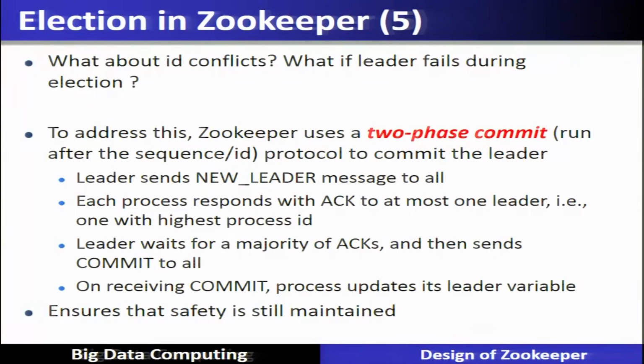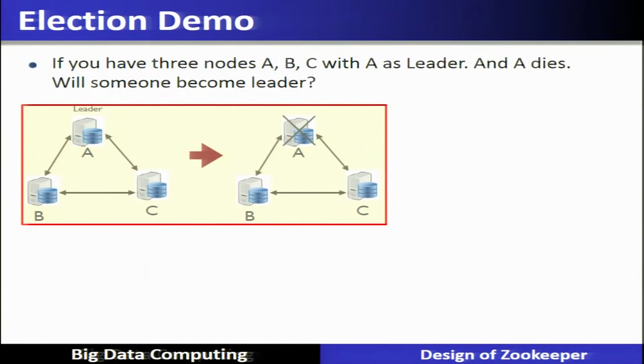The other processes will respond with an acknowledgement, allowing that particular process to become the leader. Now, the leader waits for the majority of acknowledgements and then sends the commit to all. On receiving the commit message, the process updates its leader variable, and it ensures that safety is always maintained in this two-phase leader election protocol.